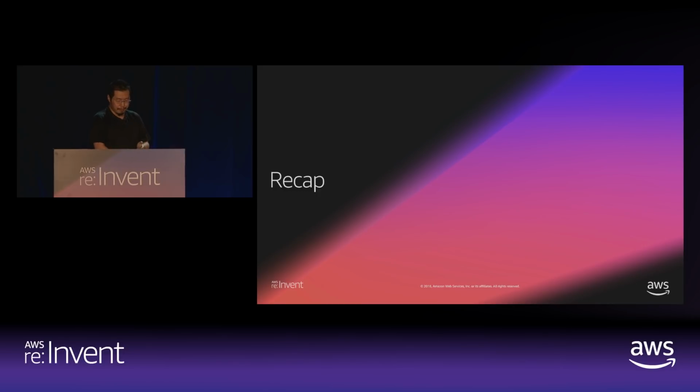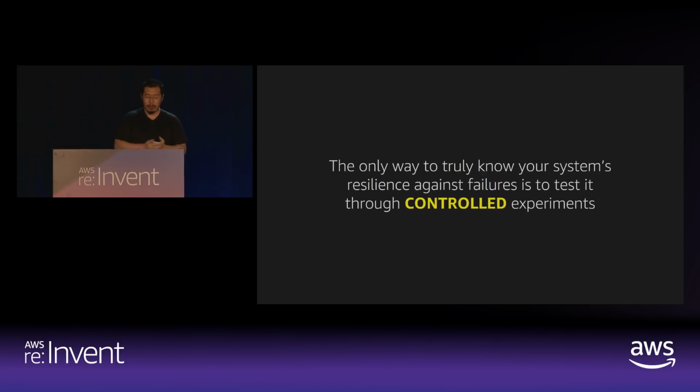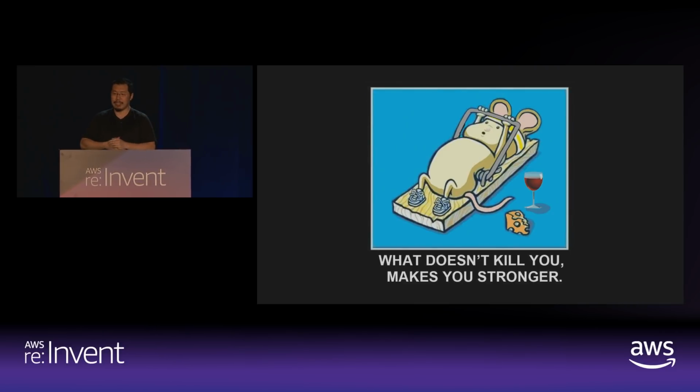So as a quick recap, failures are inevitable, regardless whether your code is running inside an EC2 VM, or inside a container, or inside a Lambda function. And the only way for us to truly know that our system is resilient against different forms of failures is to actually test it through the use of controlled experiments. And over time, as we do this, we can start to actually build confidence that our system would be fine.